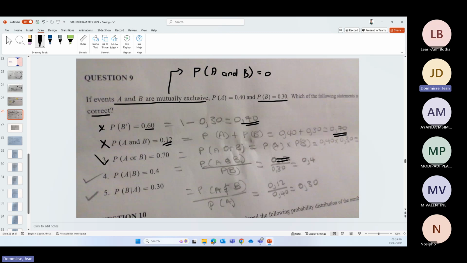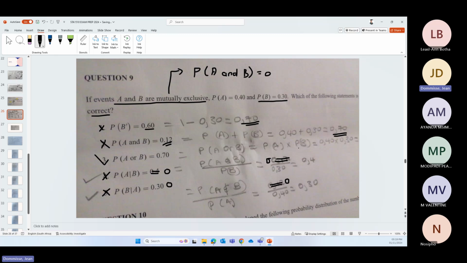So let's just look at the probability of A given B, which is the probability of A and B. The probability of A and B is 0, because A and B are mutually exclusive. So that is incorrect. And again, it will be the same on this one. It will be 0. So for the probability of B given A, the A and B is 0. So 0 divided by 0.4 is also 0. So those are the two that are incorrect.